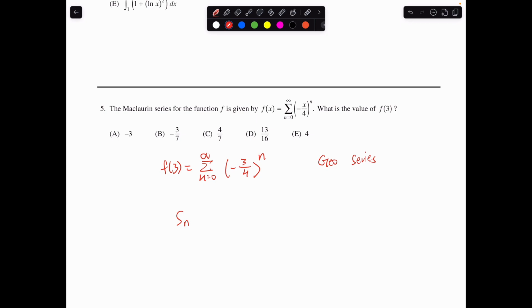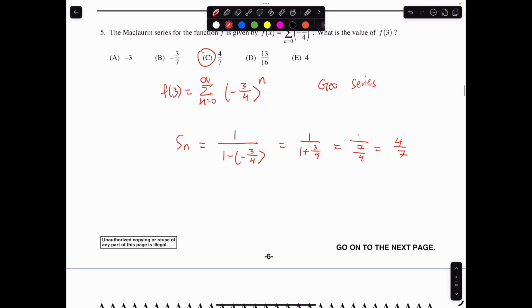So what you do is you take the first term, which is negative 3 over 4. Actually, no, that's not the first term. You plug in the first term, negative 3/4 to the 0, which is just 1, and then 1 minus the ratio, which is that. So then we have 1, and then 1 plus 3 over 4. So it's 1 over 7 over 4, which is equal to 4 over 7. I take the reciprocal, so the answer is C.